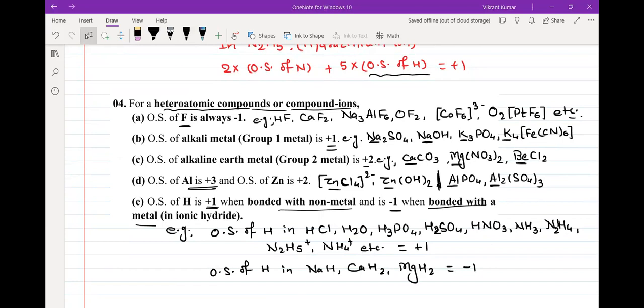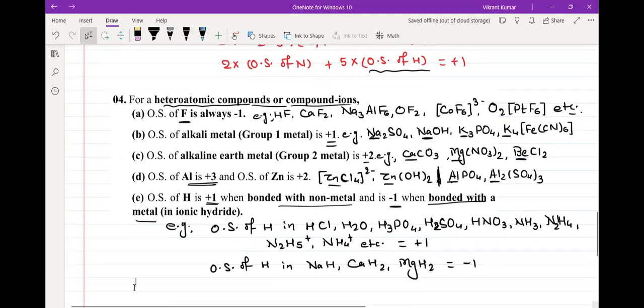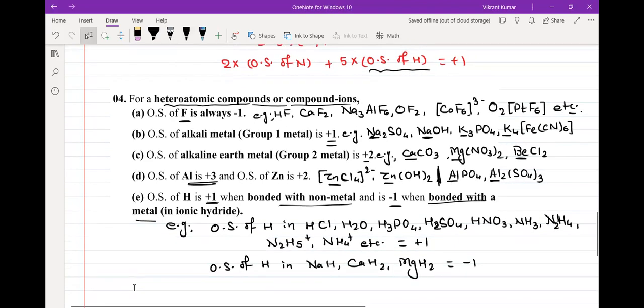Any doubt up to this point? Now when the oxygen will come, it will have some exceptional cases also. So for oxygen we need to be careful.